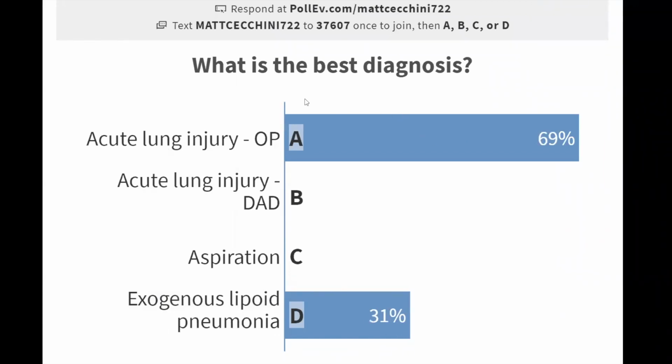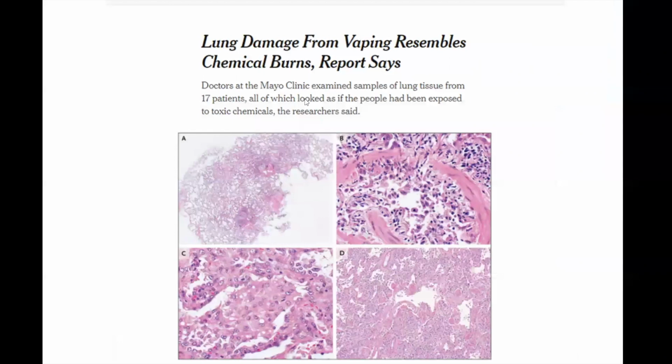Perfect. Yes, this is an acute lung injury with organizing pneumonia. Good job. And this is actually a case of a vaping-induced lung injury. So this was an article that was published in the New England Journal from the group at the Mayo Clinic, as well as highlighted in the New York Times. So this is just one of the articles in the New York Times. It's always nice to see pathology in the literature, especially in a publication as big as the New York Times. It's cool to see an H&E image in print in the New York Times.